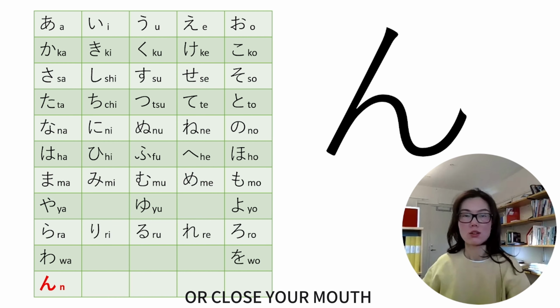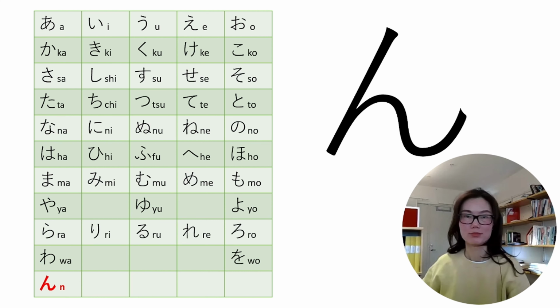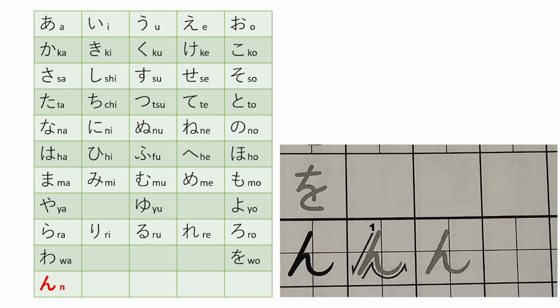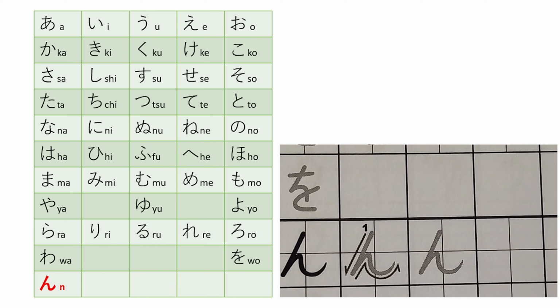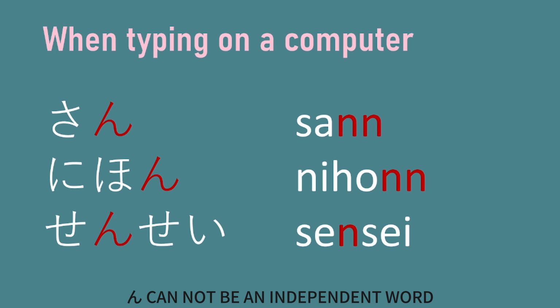Or close your mouth. Cannot be an independent word. It usually follows other syllables. If a word ends in it, then you need to enter double N. If it appears in the middle, only one N is enough.